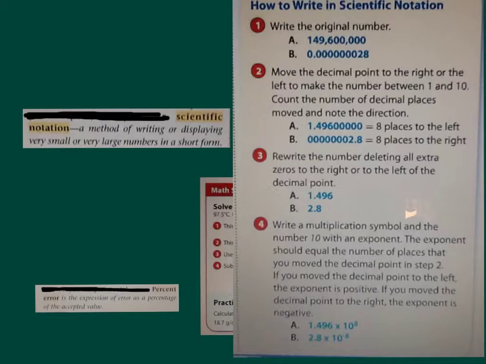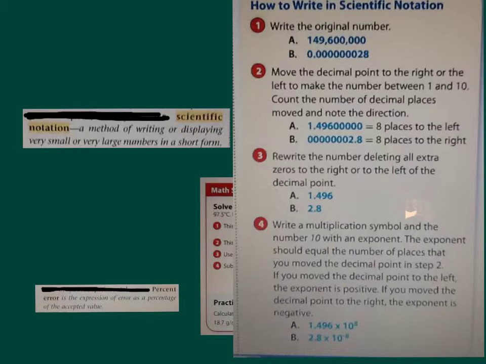If you moved the decimal point to the right, the exponent is going to be negative. This one we happen to move 8 places to the right. So now, when you take a look at the information right here, A would be written like this: 1.496 times 10 to the 8th power. B would be 2.8 times 10 to the negative 8th power. So that's giving you an easier way to write the information. It still means the same as these things here, but takes up less space and is easier to talk about.